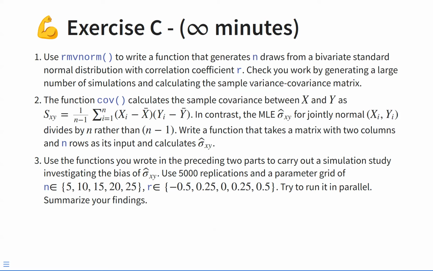So we have the sample covariance, which divides by n minus 1, and then the MLE, which actually divides by n rather than n minus 1. You can follow along with the functions I've already written, make some minor modifications, and then you can try to carry this simulation out over a grid of parameters and see how running it in parallel changes the runtime.